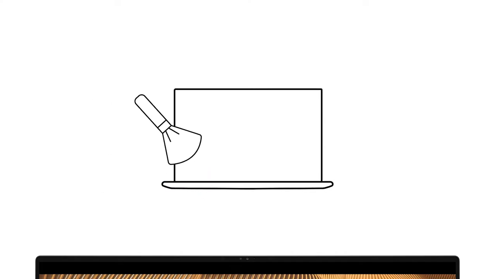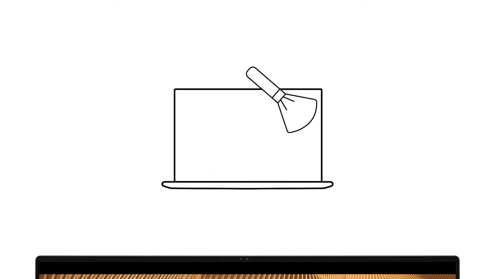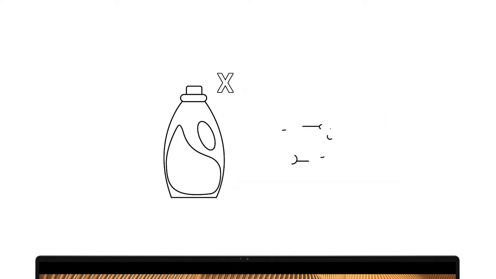Using a dry, clean brush, gently brush off the dust and dirt particles from the surface of the screen. Then wipe the screen with a soft, clean microfiber cloth that is lightly dampened with water. Do not use any detergent or soap, as they can leave behind a milky film.